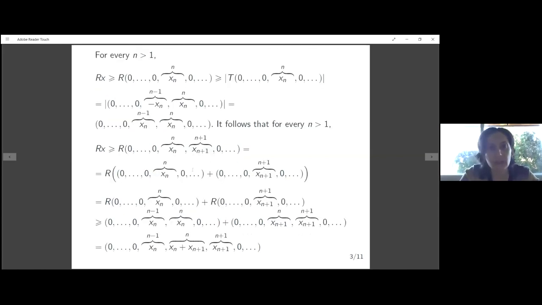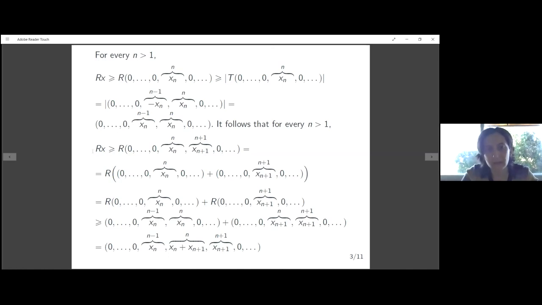Then by the same logic, in this second line, we get that Rx is greater than or equal to the value of R at the following vector, where xn is in the nth position. So again, using that Rx is greater than or equal to modulus of Tx, we have this inequality here. And then we just apply the definition of T, because, for example, to get the n minus one coordinate, we subtract from zero xn, getting negative xn. And to get the nth coordinate, we subtract from xn the next coordinate, which is zero. So this is the form. Rx, in fact, is greater than or equal to this vector here, where x was chosen beforehand and is a positive vector, and here xn is in the n minus 1 and n positions.